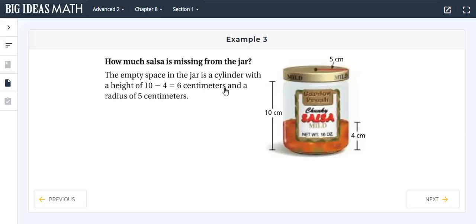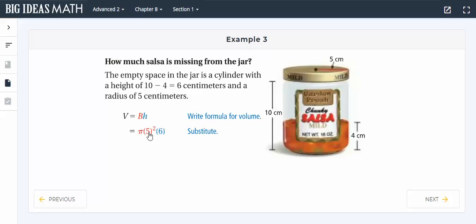The empty space in the jar is a cylinder with a height of 10 minus 4 because it's the whole height minus the 4 that's in there. So it's going to equal 6 centimeters and the radius of 5. So your base and your height, you're going to take your 5 radius squared times pi times just the 6 because we want to know the empty space, not the whole jar.